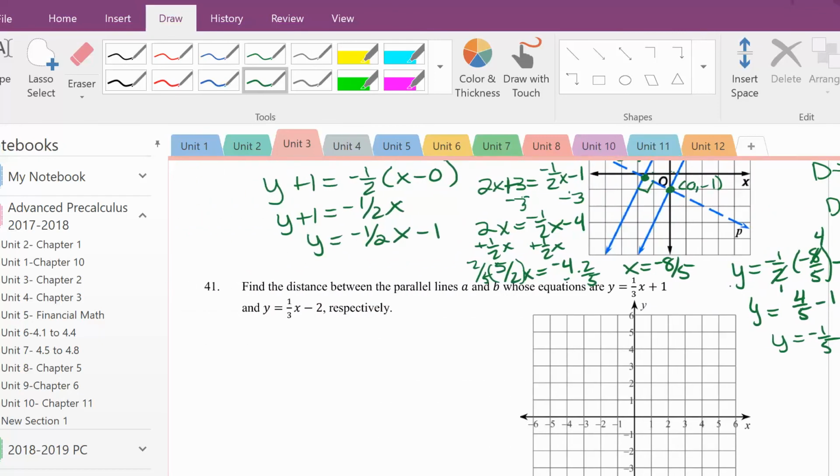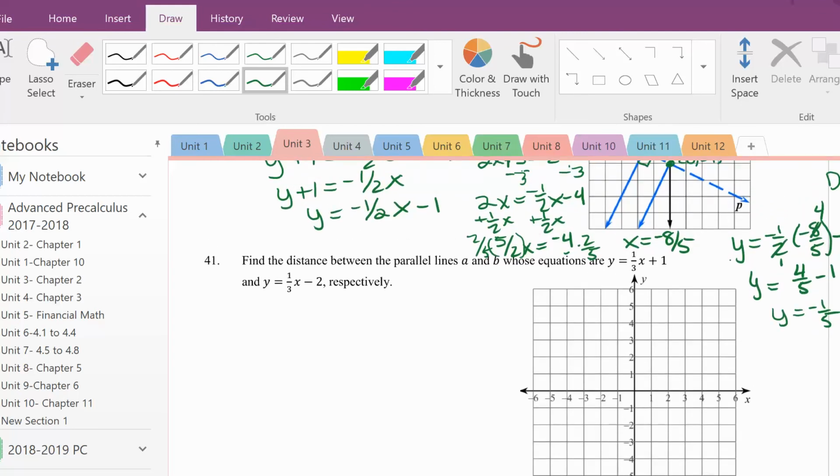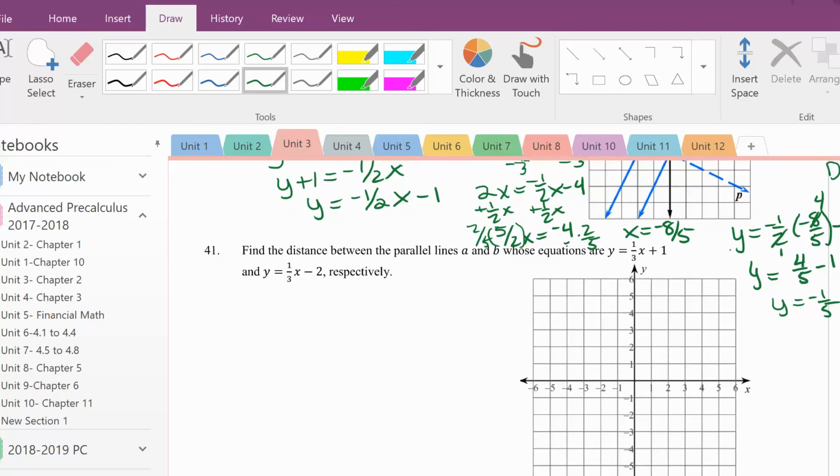So why don't you try that same process out for number 41, and we'll go over the answers. First step for number 41 is to draw the two equations. So first you have y equals 1/3 x plus 1. So here's plus 1, so 0, 1. And then 1/3, so you go up 1 to the right 3. And then you draw your line. I'll do the same thing, go down 1 and to the left 3.